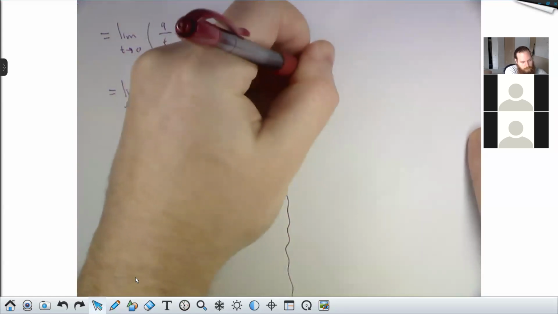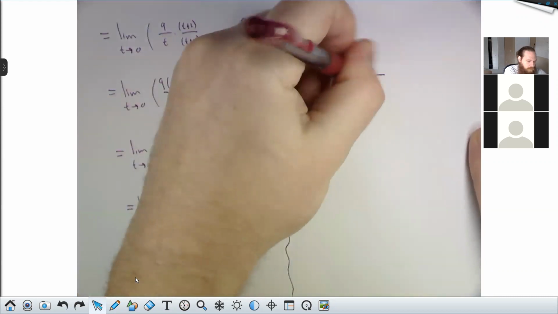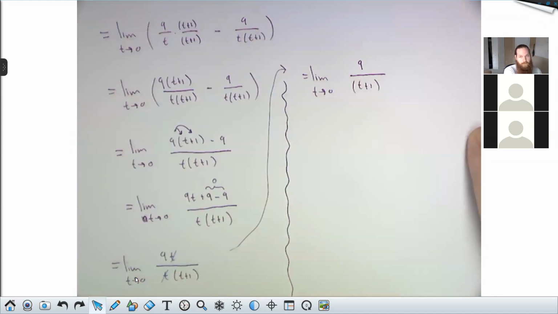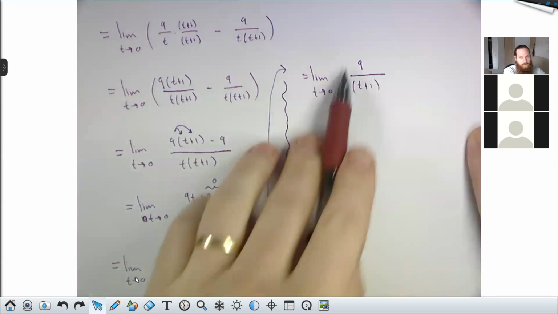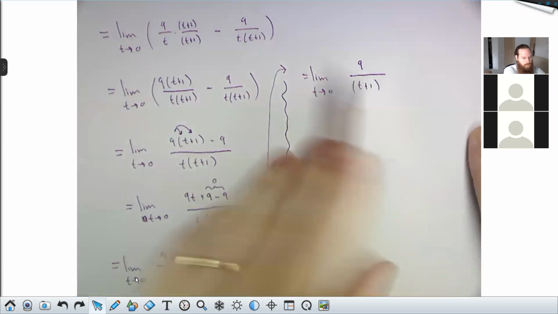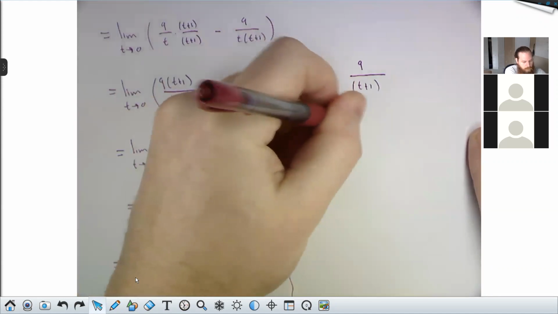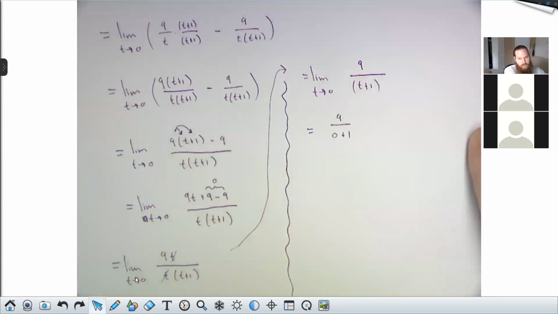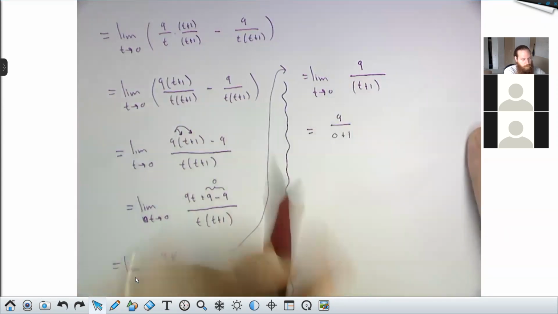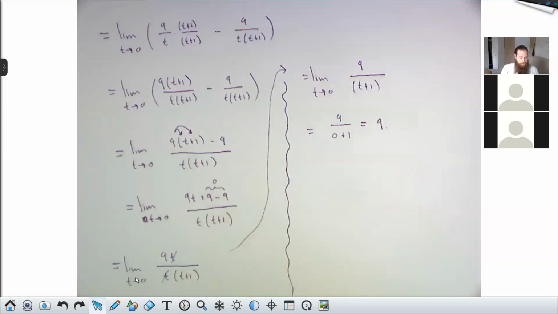We have now the limit as t goes to 0 of 9 over t plus 1. And this is now my very similar function without the hole at 0. So this is the one I can plug t equals 0 into to get my answer. And when I plug 0 in here, I just get 9 over 0 plus 1. Well, that's 9. So the limit here is 9.